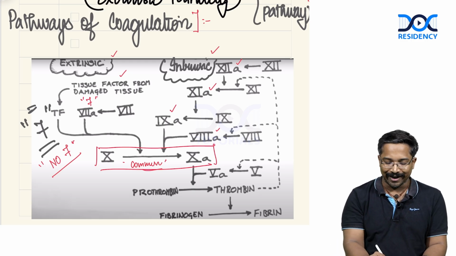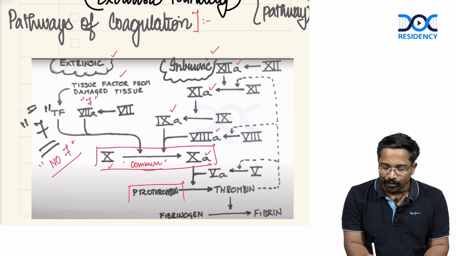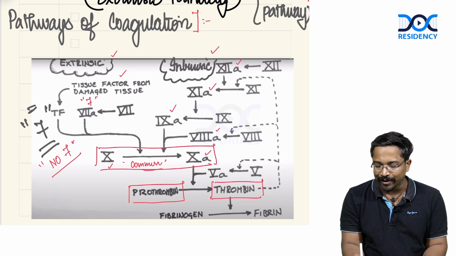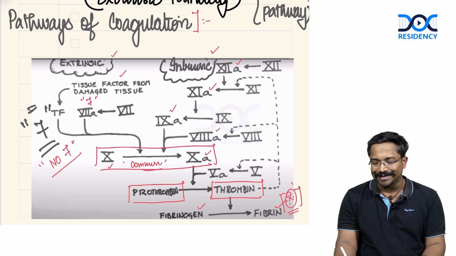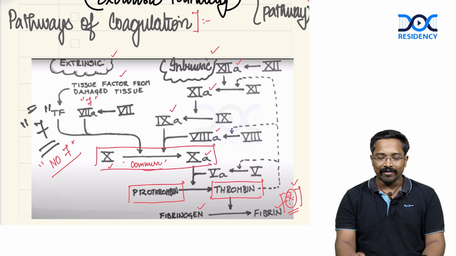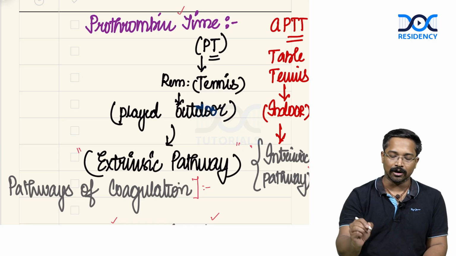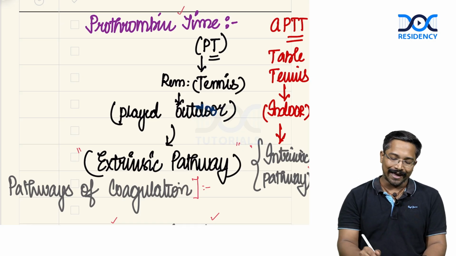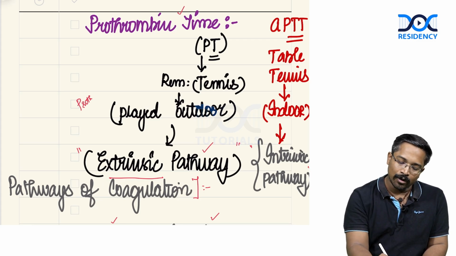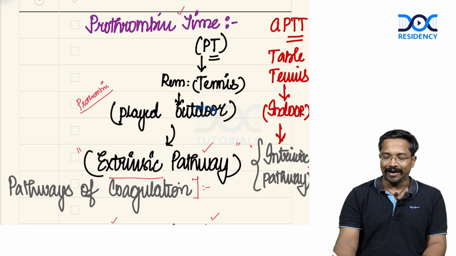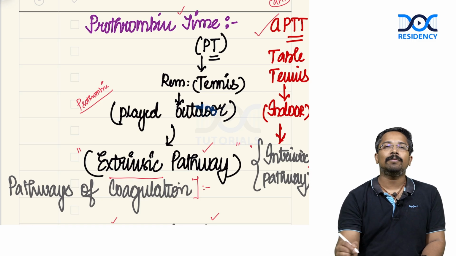Then comes the common pathway where 10 is activated into 10A, and this 10A is responsible for the conversion of prothrombin into thrombin, which stabilizes the fibrinogen into fibrin. So these are all responsible for the coagulation mechanisms in obstructive jaundice. Now you might very well ask me, sir, how to remember which gets deranged? In the extrinsic pathway, you have derangement of prothrombin time, PT, whereas in the intrinsic pathway, you have derangement of APTT, activated partial thromboplastin time.